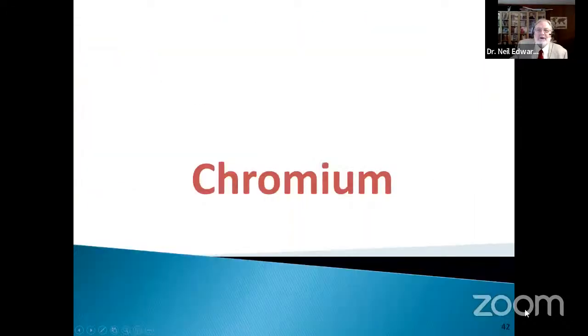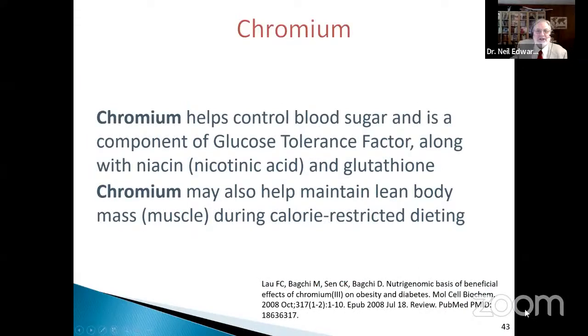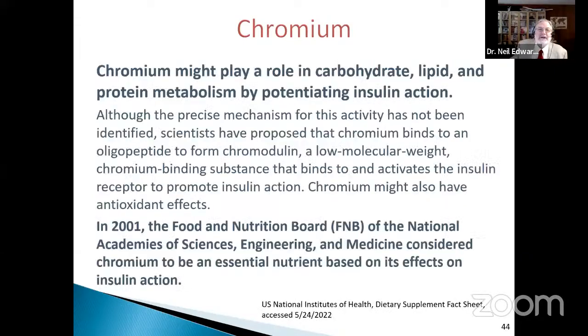Now, chromium, of course, is a mineral that's been long associated with blood sugar because it's a component of the glucose tolerance factor, along with niacin and glutathione. And it helps to make insulin more effective. It tends to have antioxidant effects as well. The U.S. Food and Nutrition Board of the National Academy of Sciences and Medicine considers chromium to be an essential nutrient based on its effects on insulin action.